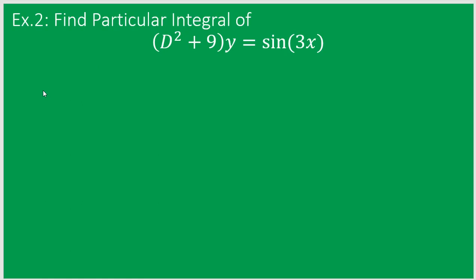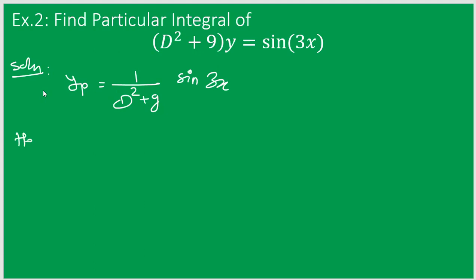Okay, so here we have to find the particular integral of (D² + 9) operates on y = sin 3x. Now a is 3. So the solution: yp is equal to 1 upon (D² + 9) operates on sin 3x. Now you can see here, if you replace D² by -1 times 3², that is -9, we'll get a case of failure, right?